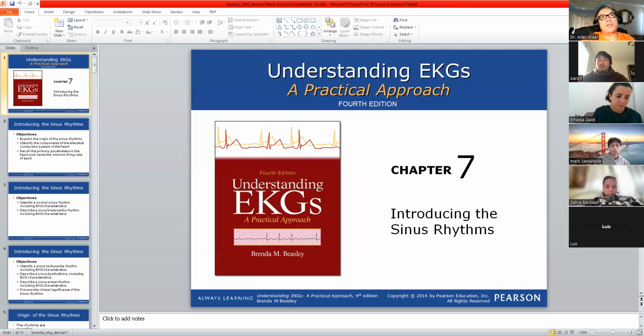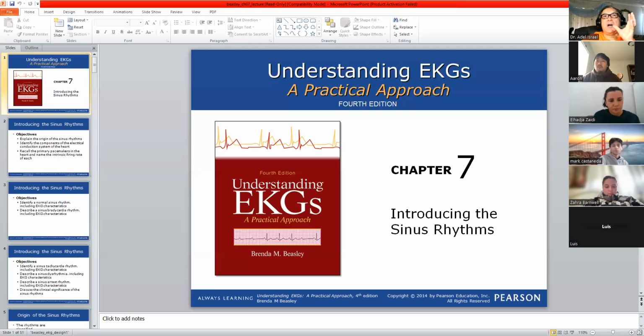What is the third or fourth step we have to cover? The PR interval. Very good, Zara. What is the normal PR interval? Between 0.12 to 0.20 seconds. Very good.